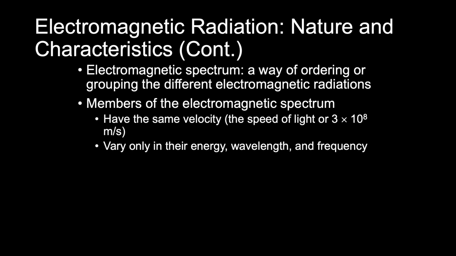The electromagnetic spectrum is a way of ordering or grouping the different electromagnetic radiations. All of the members of the electromagnetic spectrum have the same velocity, which is the speed of light, or 3 times 10 to the 8th meters per second, which also equates to 186,282 miles per second. They only vary in their energy, wavelength, and frequency.